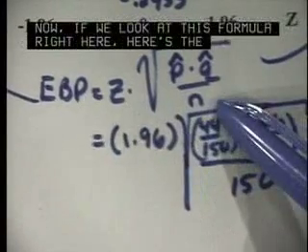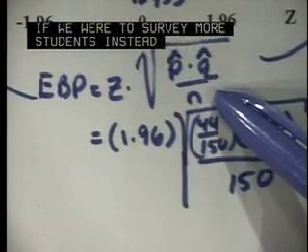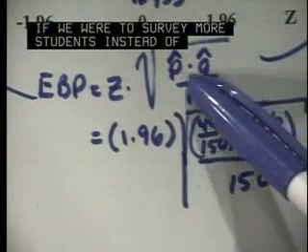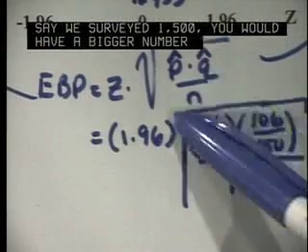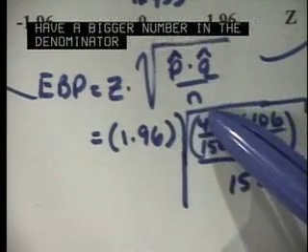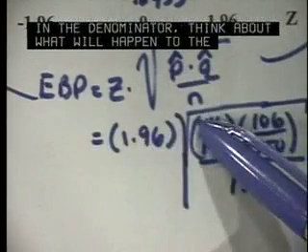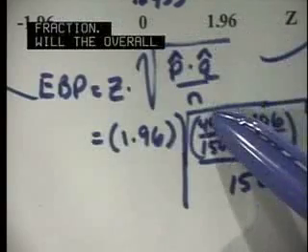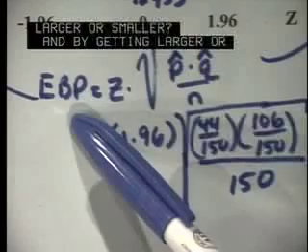If we were to survey more students, instead of 150, let's say we surveyed 1,500, you would have a bigger number in the denominator. With a larger number in the denominator, think about what will happen to the overall fraction. Will the overall fraction get larger or smaller? And by getting larger or smaller, what happens to the error bound?